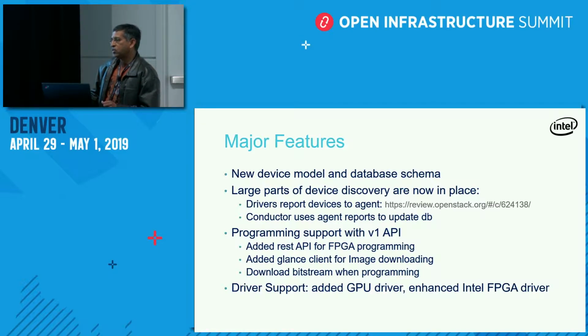Most of it is already in place as of this release, and the rest is taking shape as we go along. We are able to discover these devices. The agent reports them to the conductor, and we put them in the database as of today. With the version 1 API, you're able to deliver programming. You can actually program a bitstream in an FPGA or do a shell update. We added a Glance client for downloading images to do the programming in the first place. We added a GPU driver for NVIDIA, thanks to Lenovo colleagues. We also enhanced Intel's FPGA driver based on the OPAE framework.